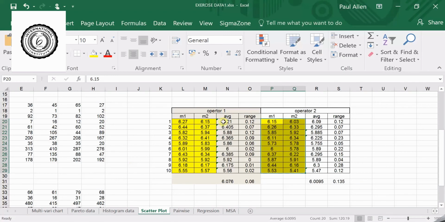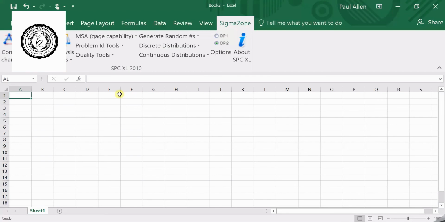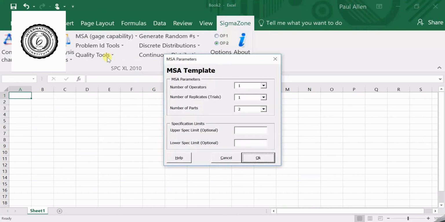We've also worked out the average, and we've worked out the range, but it's the yellow data that we're really interested in. So let me set up a table for that data to go into, because unlike some of the other tools in SPC XL, MSA wants the data to come in a template. So MSA gauge capability, create a template. It asks how many operators did you have? How many measurement systems did you have? How many replicates, repeats did they do? 2. And how many parts did you give them? 10. And optional is the spec.